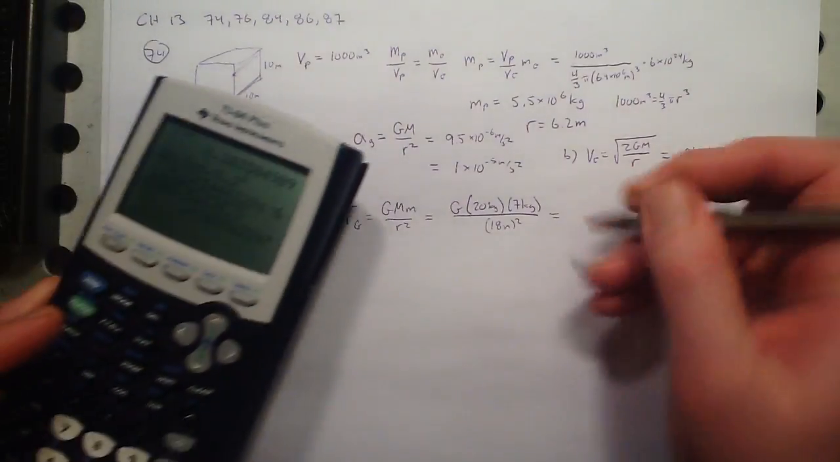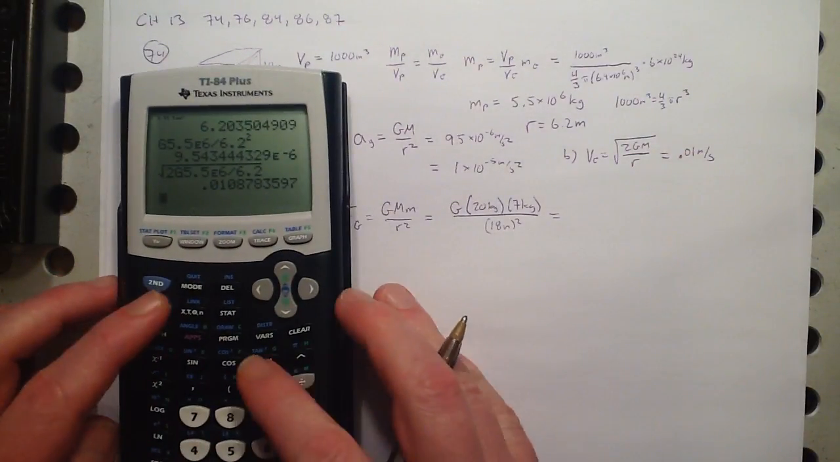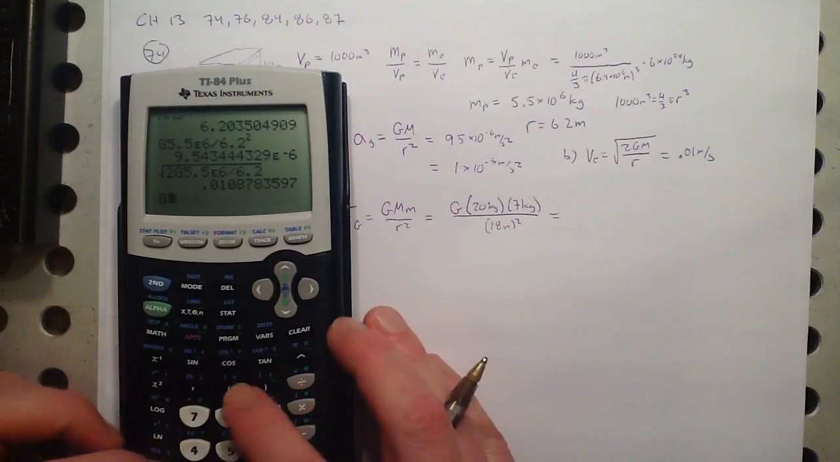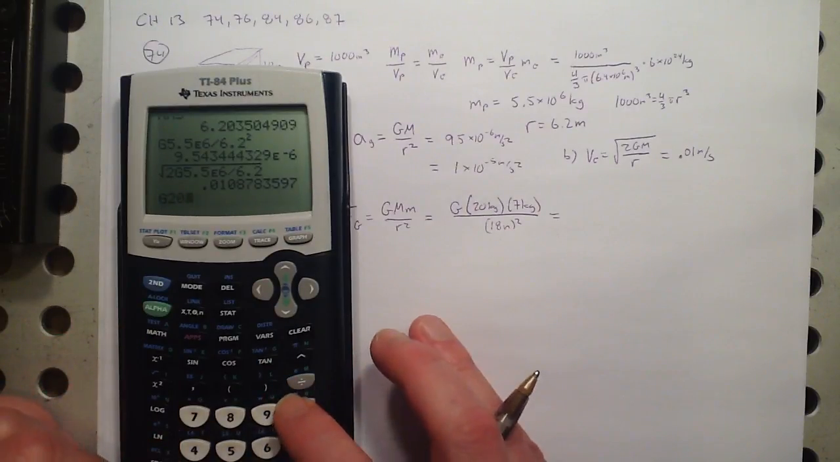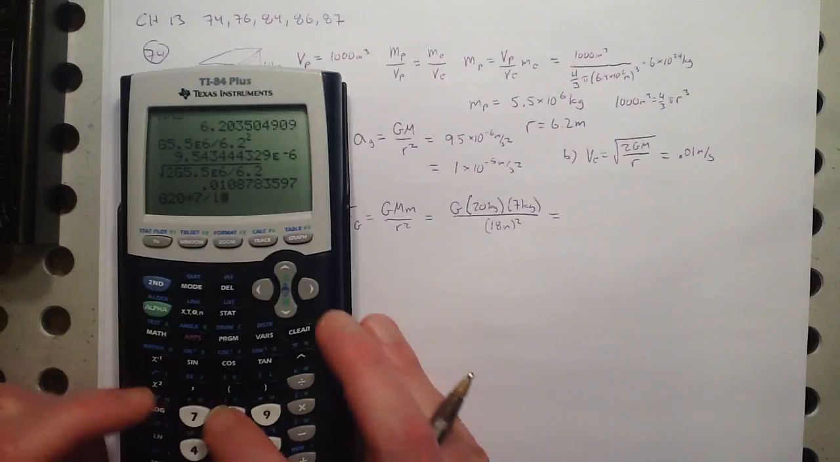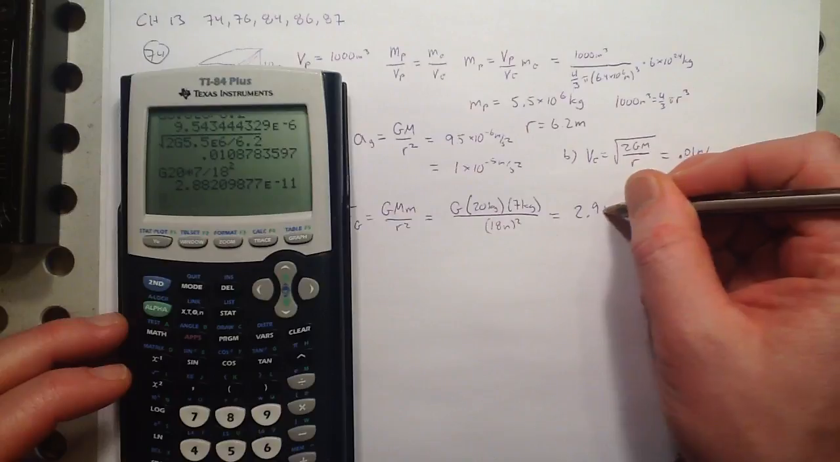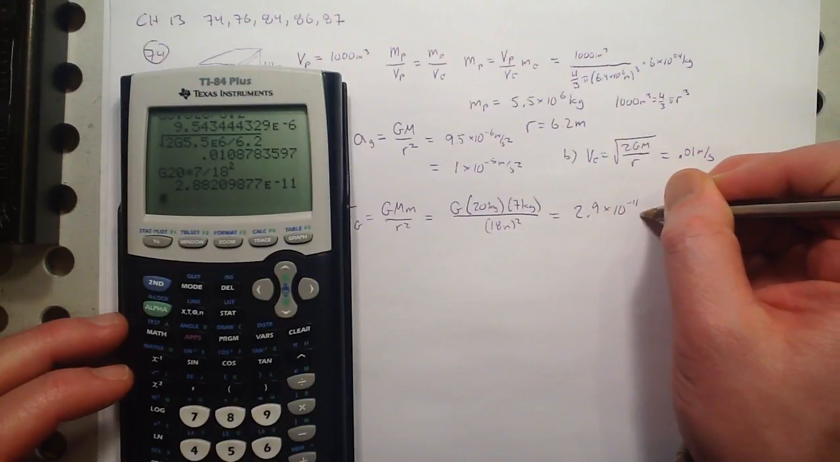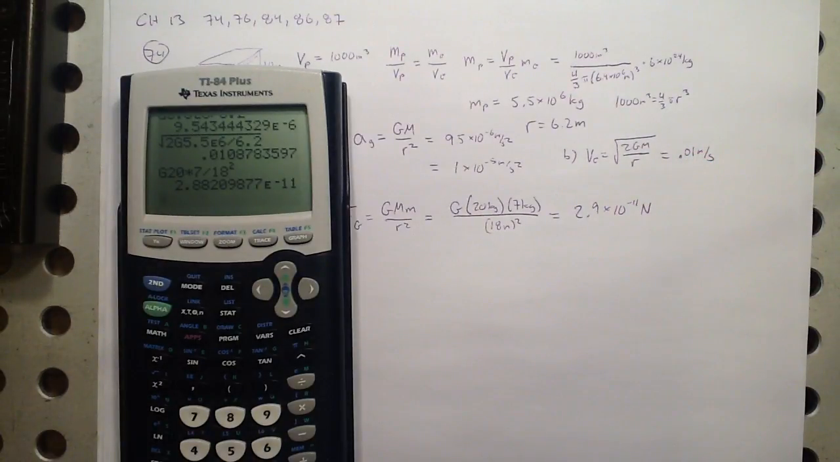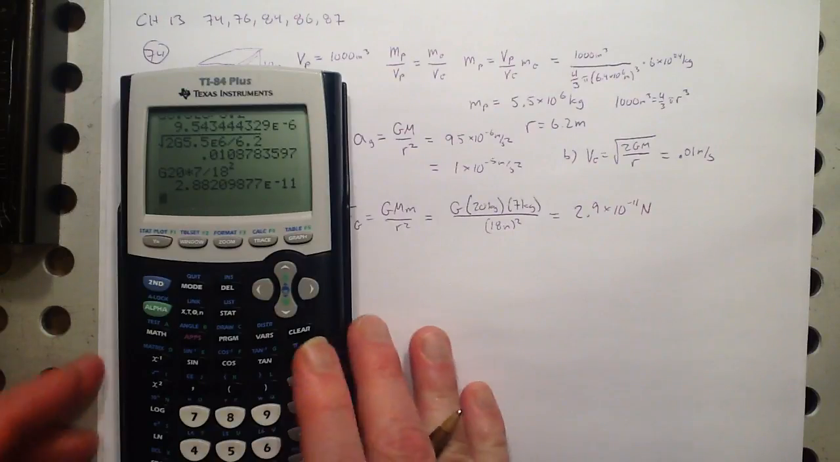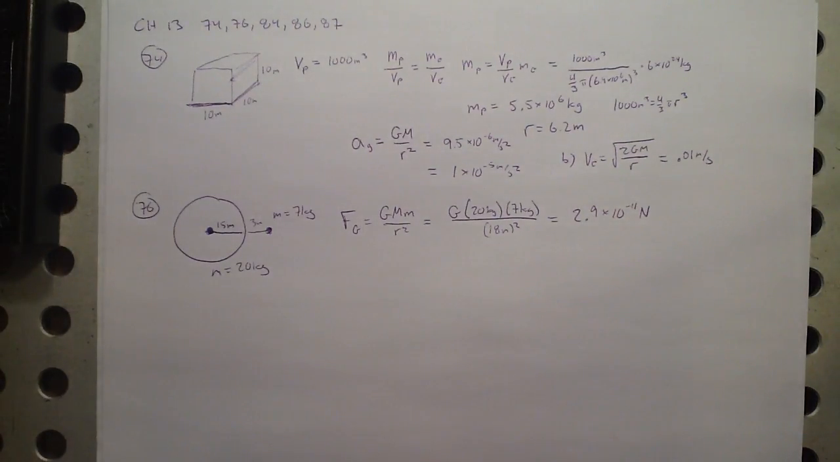So let's do that. So G times 20 times 7 divided by 18 squared is about 2.9 times 10 to the negative 11th newtons. So not very much. And they put that in the awkward units of piconewtons. But anyway, that's fine in scientific notation like that. And our answer agrees with theirs.